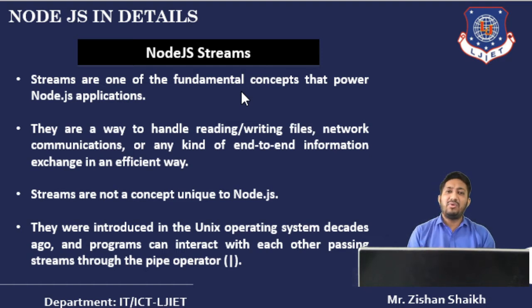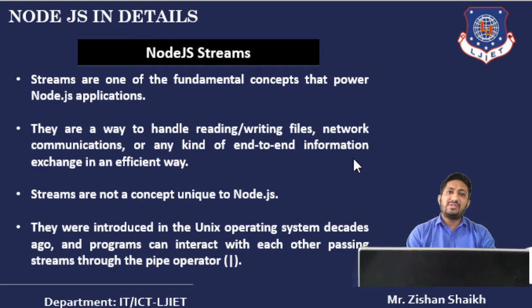But in real time, when large data is being read over the network, what happens? Let's understand in detail how it actually works. Streams are one of the fundamental concepts of Node.js applications. They are a way to handle reading and writing files, network communication, or any kind of end-to-end information exchange in an efficient way. Streams are not unique to Node.js because they start from the operating system. They were introduced by the Unix operating system.